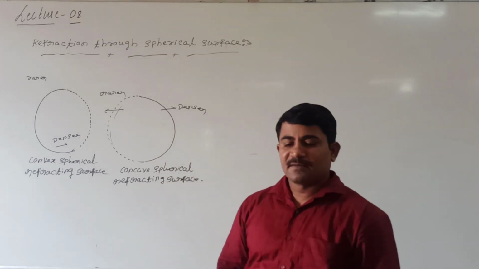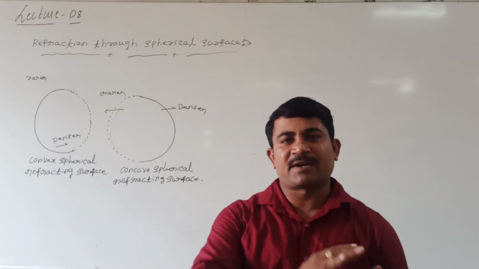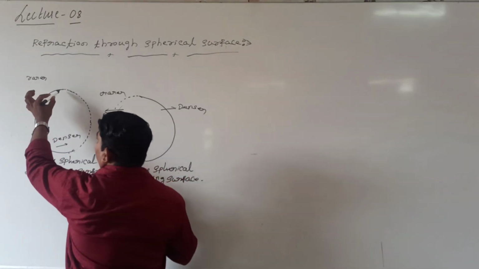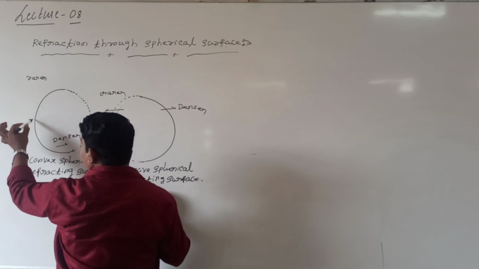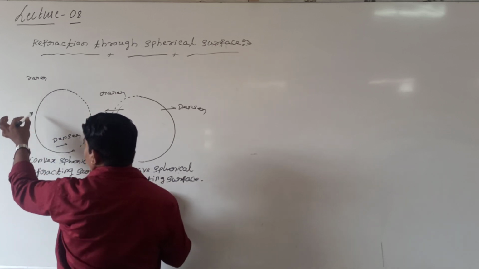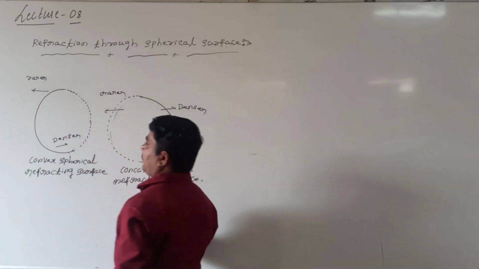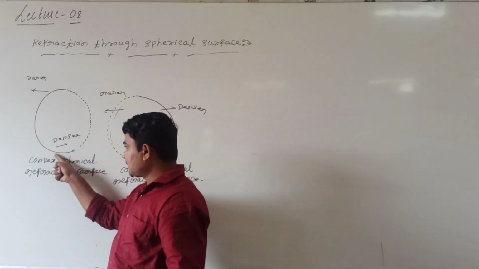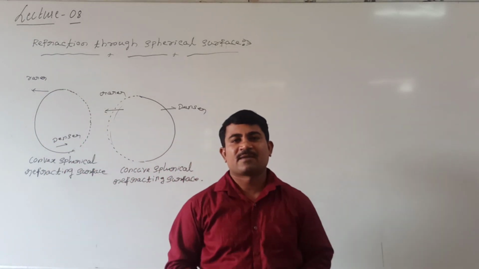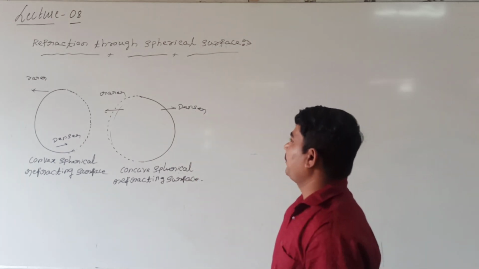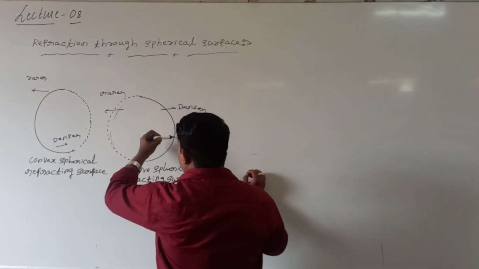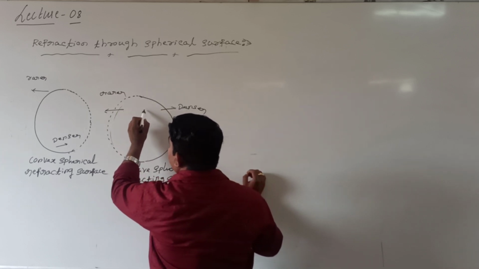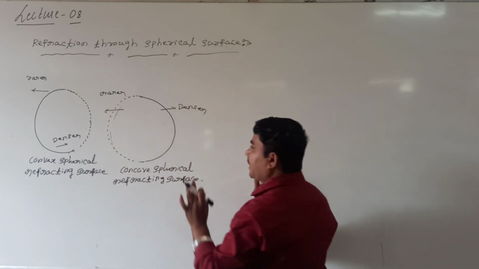See here. Now let us define convex spherical refracting surface and concave spherical refracting surface. Convex spherical refracting surface means the spherical surface which is convex. This is convex. The convex is towards the rarer medium. I mean, the spherical refracting surface in which its convex side is toward the rarer medium, that we are calling convex spherical refracting surface. Similarly, the spherical refracting surface whose concave side is towards the rarer medium, that we are calling concave spherical refracting surface.